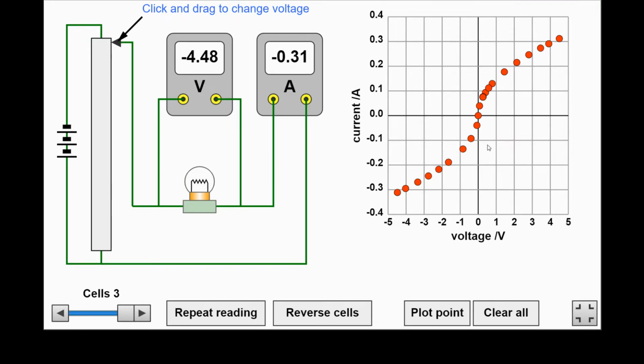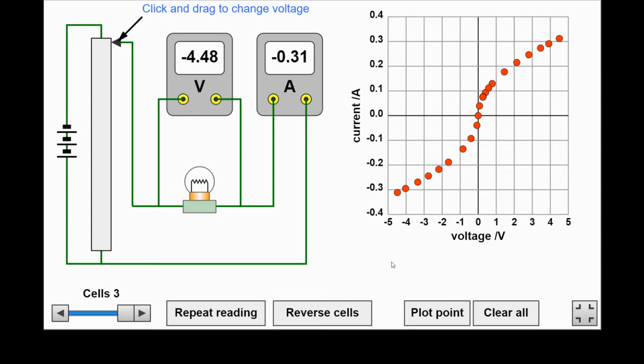And so what this tells us is that a filament lamp is a non-ohmic conductor. It does not always obey Ohm's law. And the reason it does not always obey Ohm's law is because the temperature has a significant effect on the resistance of the wire. And the hotter it gets, the less resistant it is.